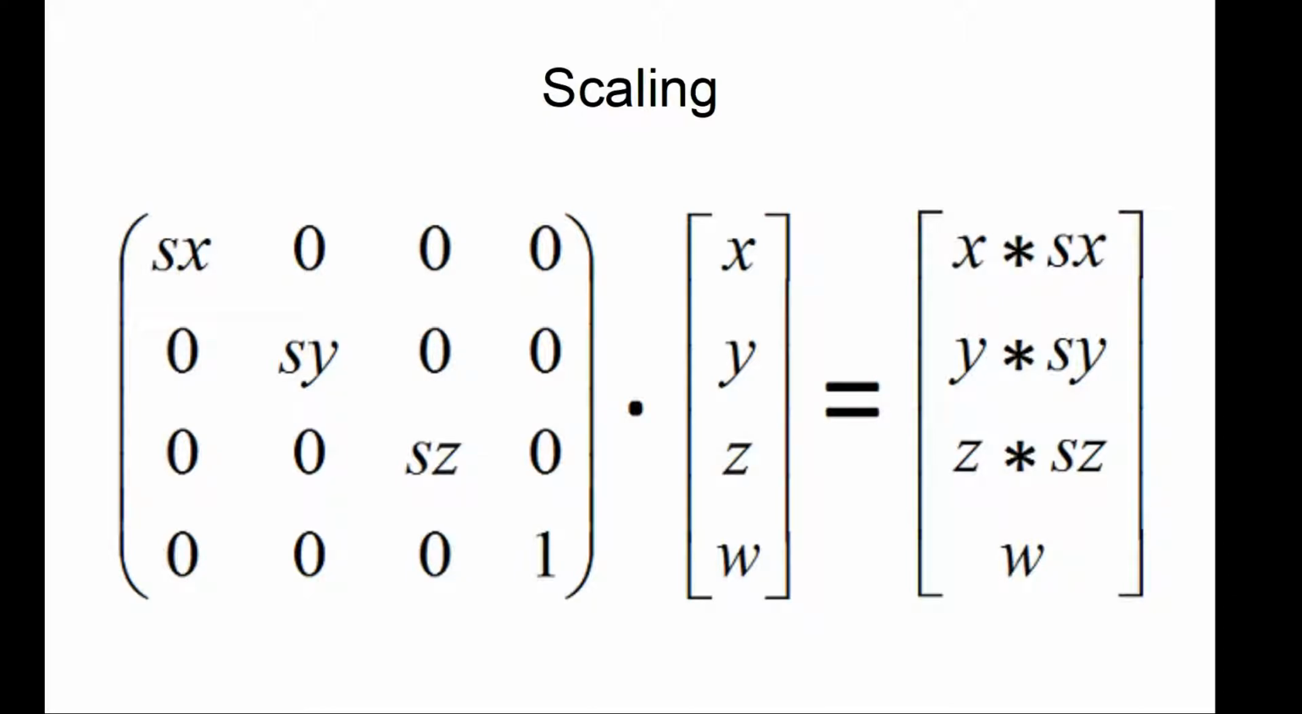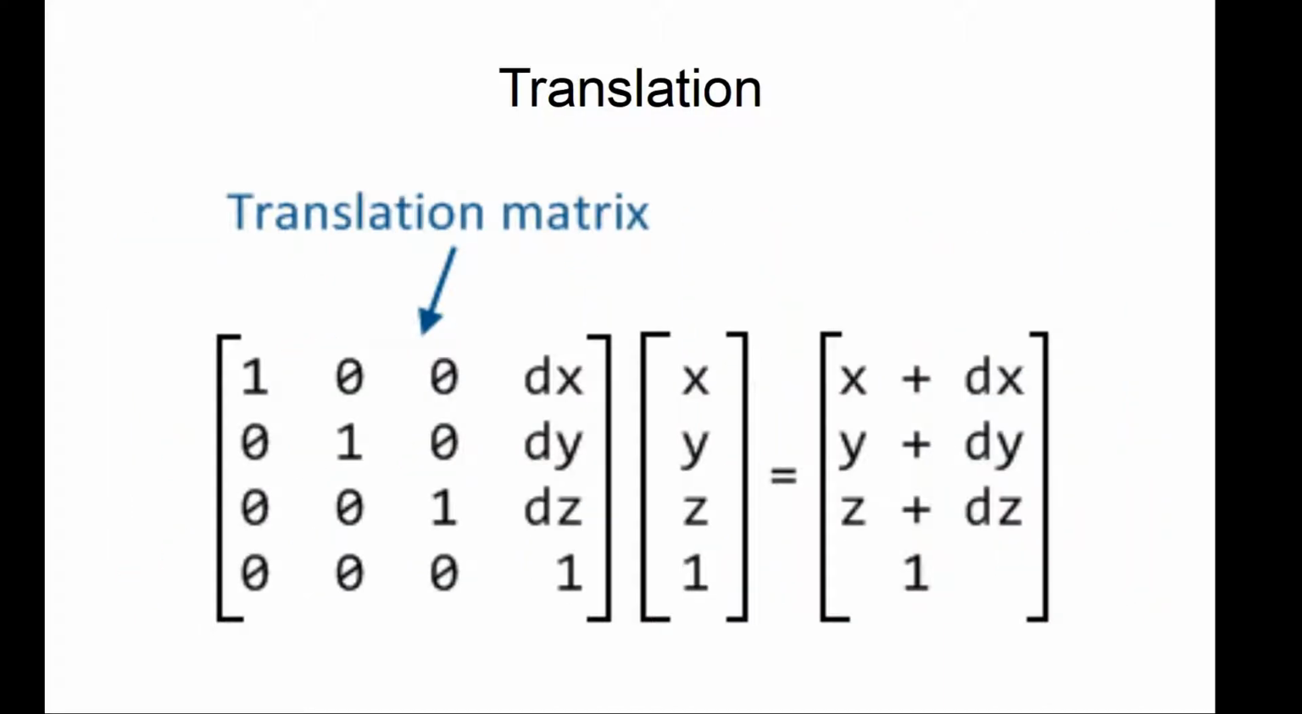Translation occurs when you add a vector, that is a direction and magnitude, not a point, a vector that represents a spatial change, to the original points or the original vectors of your model. These are the simplest changes that we can use matrices for.